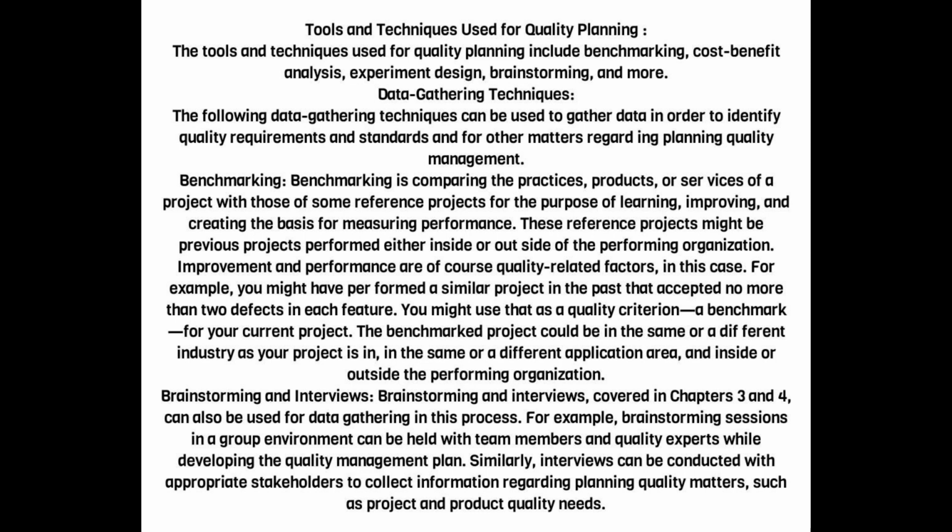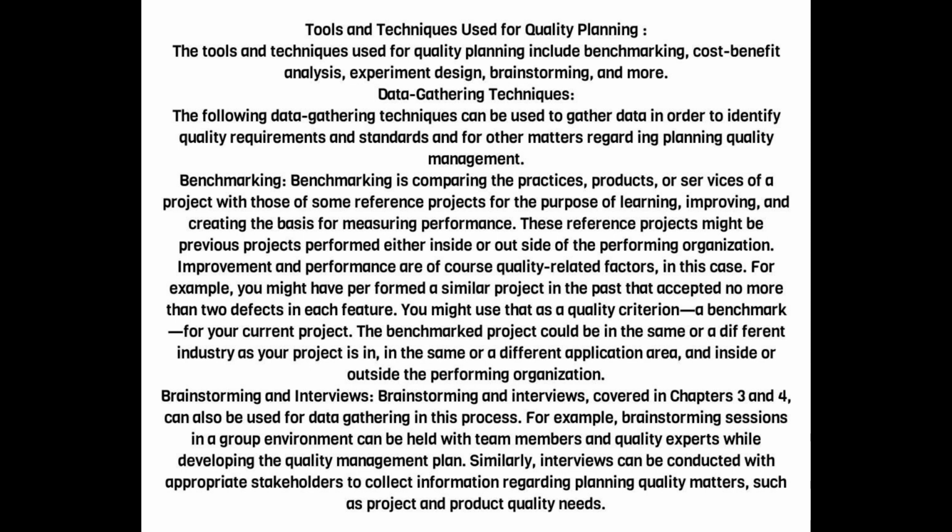For example, you might have performed a similar project in the past that accepted no more than 2 defects in each feature. You might use that as a quality criterion, a benchmark, for your current project. The benchmarked project could be in the same or a different industry as your project, in the same or a different application area, and inside or outside the performing organization.